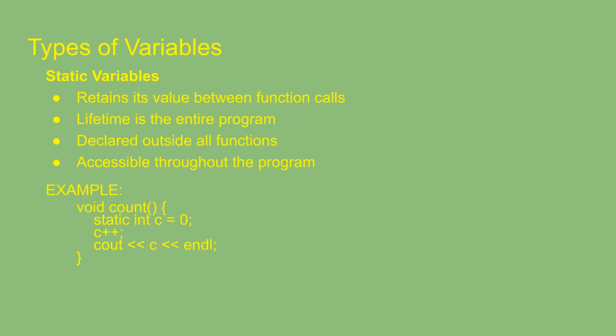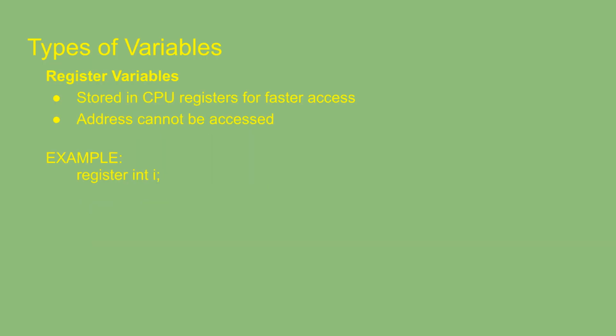Static variables retain their value between function calls, and their lifetime is the entire program. They can be declared outside all functions and are accessible throughout the program. Register variables are suggested to be stored in CPU registers for faster access, and their memory address cannot be accessed. For example, register int i.